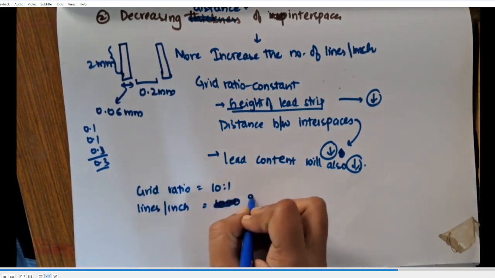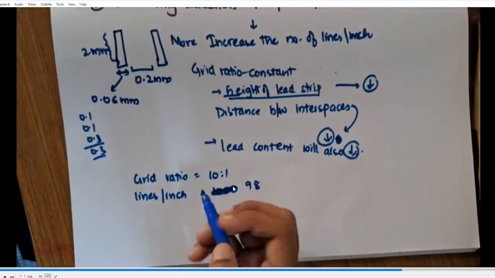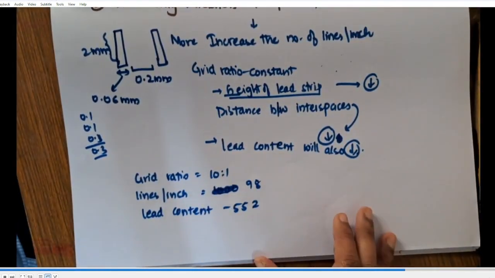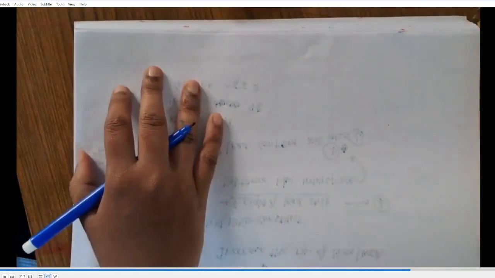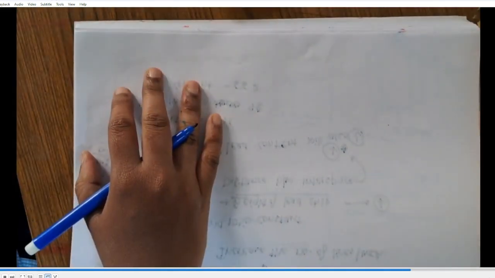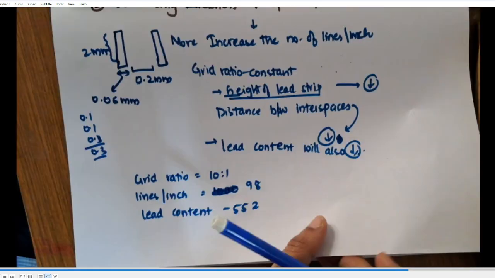Here the grid ratio is 10:1 and the lines per inch is 98, which is more when compared to 77 previously, and lead content is decreased, but the decrease in lead content is not similar to the one when we decrease the width of the lead strips. So in this figure, the lead strips are made shorter to keep the grid ratio constant, and the lead content of the grid decreases. This puts a limitation on the number of lines per inch a grid may have and still be effective.